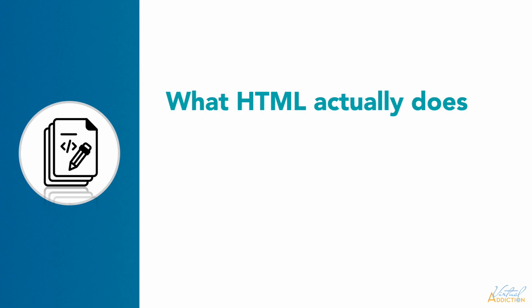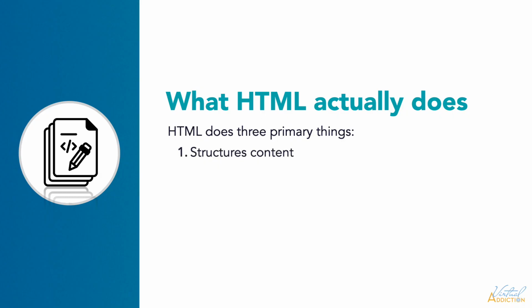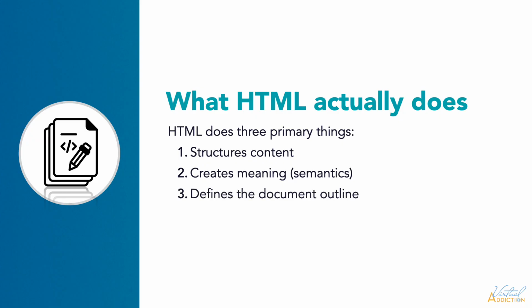So what does HTML actually do? HTML does three primary things. First, it structures content. Second, it creates meaning, also called semantics. Third, it defines the document outline. Let's explore each of these in more detail.